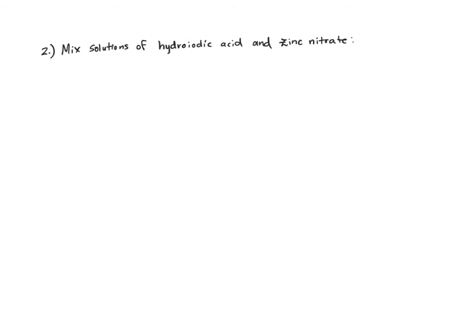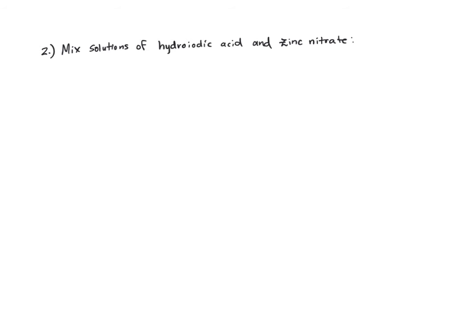Let's look at a second example. Suppose that we mix solutions of hydroiodic acid and zinc nitrate together. Can we write a net ionic equation for what happens here? Firstly, let's predict what the products would be as we mix these things together, and then treat the results with the same process that we used in the previous example.